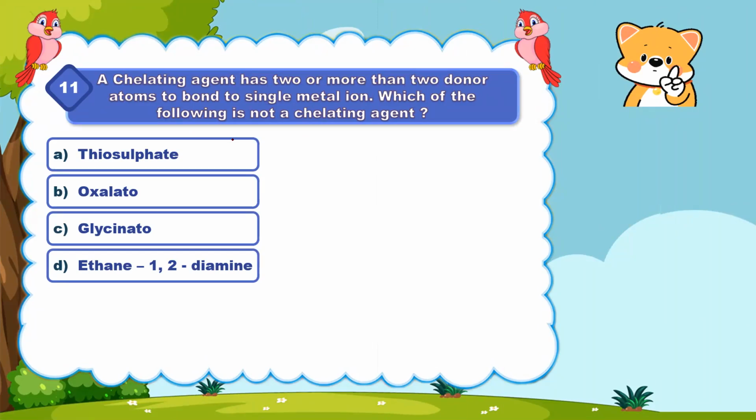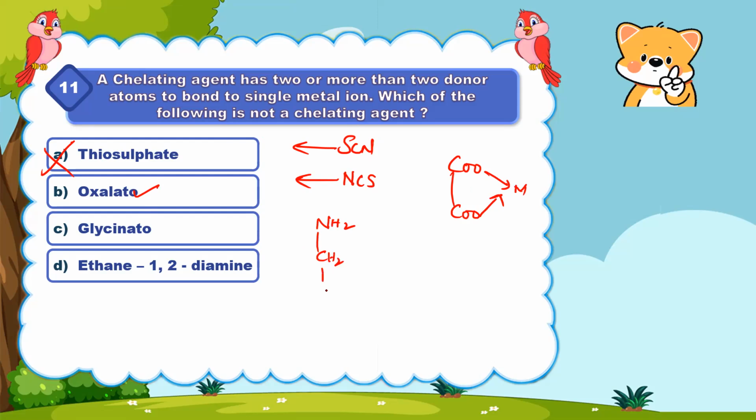We call it a chelating agent. SCN, if you see, can donate either through sulfur or through nitrogen, but it cannot donate both at a time, so it cannot form a chelate. But if you see oxalate, both oxygens can act as donors and it can form a chelate. Glycinate ion, you can see here NH2 CH2 COO minus. Here oxygen can donate, and the NH2 nitrogen can donate, and it can form a chelate.